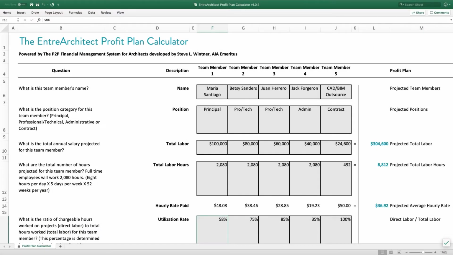Okay, so here's what the calculator looks like. The EntreArchitect Profit Plan Calculator, powered by the P2P financial management system for architects developed by Steve Wintner, AIA Emeritus. And it's the same process that we went through with the profit plan that we just walked you through with the spreadsheet, with all the worksheet and the profit plan section. So this calculator is broken up the same way.